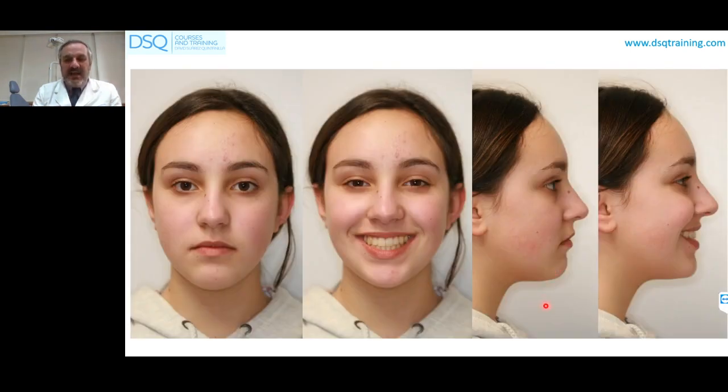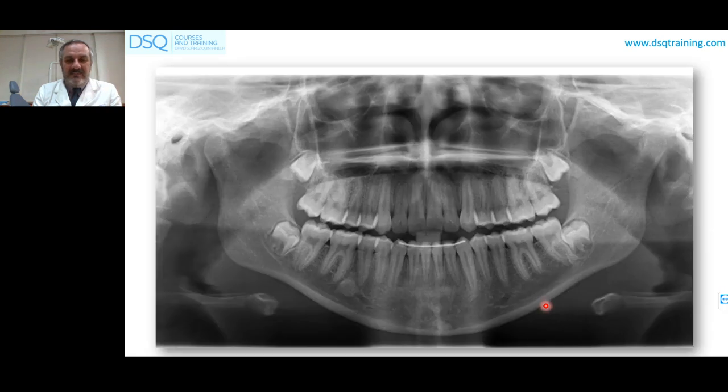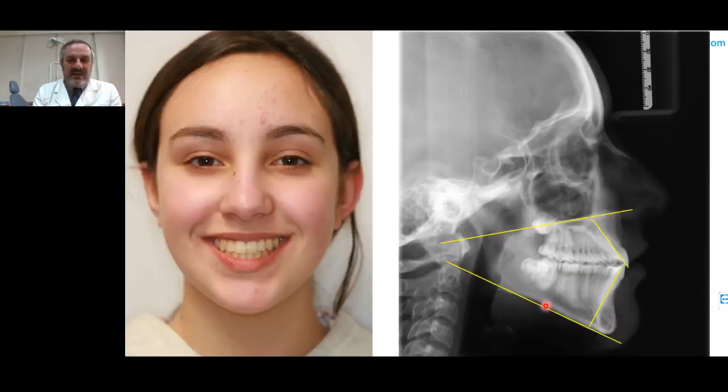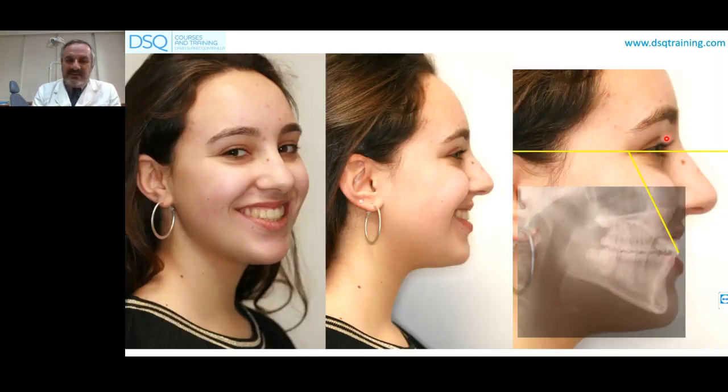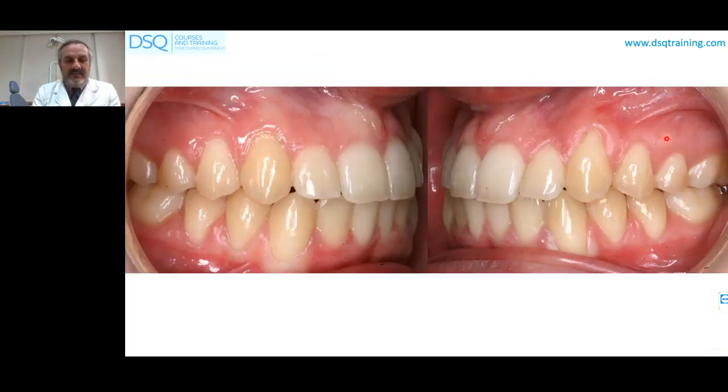The patient is very happy. The occlusion is okay. The X-ray is okay. And you can see the superposition of the end of the treatment to our VTO, our visual treatment objective. And you can see the patient years after treatment, not a lot, maybe 4 years, 5 years after treatment. Please, the patient is very happy, but I am not very happy.